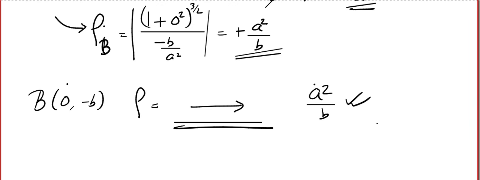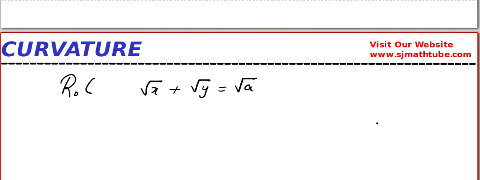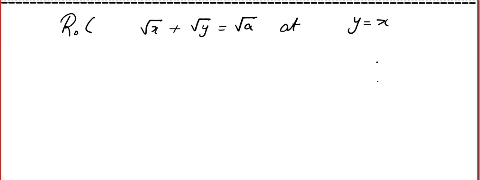Now let's go for another very important question. Please write. Find the radius of curvature for the curve root x plus root y equal to root a at the point where it cuts the line y is equal to x. So the questions have become more interesting. Instead of giving a point, they are asking what is the radius of curvature of this particular curve at the point of intersection of this line and the curve.